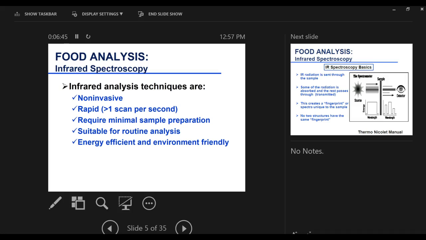So that's why a lot of this happens online. During processing, you can actually do measurements without any destruction to your sample. It's rapid, which is why it's used for quality control or as a quick method of analysis. You get analysis really quick, and you don't require much sample preparation.